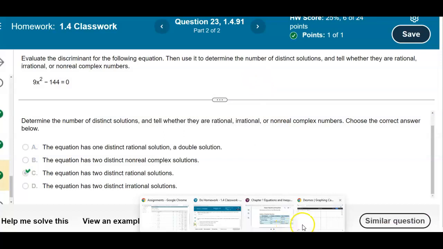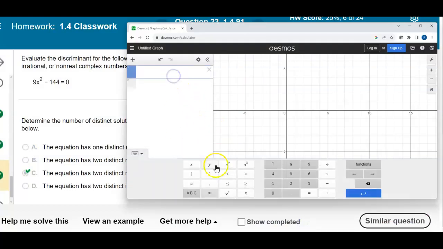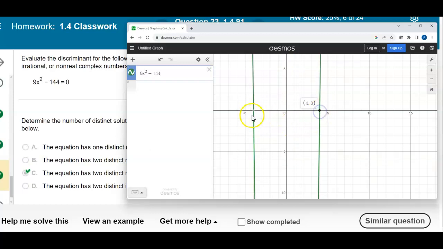Now, if we wanted to graph this, we can just graph this by saying, okay, this is 9x squared minus 144, and you can see that those are the two solutions, and they're rational solutions.